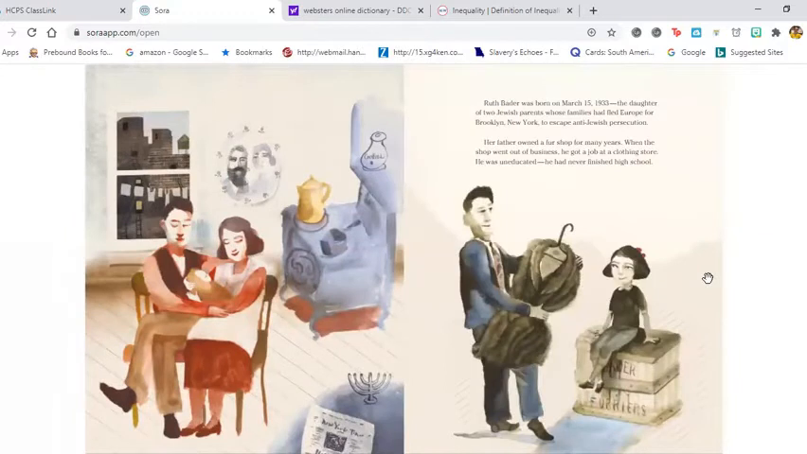Ruth Bader was born March 15, 1933, the daughter of two Jewish parents whose families had fled Europe for Brooklyn, New York, to escape anti-Jewish persecution. Her father owned a fur shop for many years. When the shop went out of business, he got a job at the clothing store. He was uneducated. He had never finished high school.